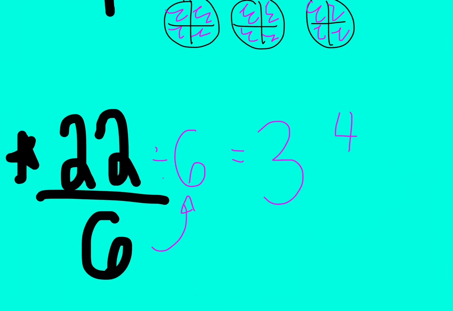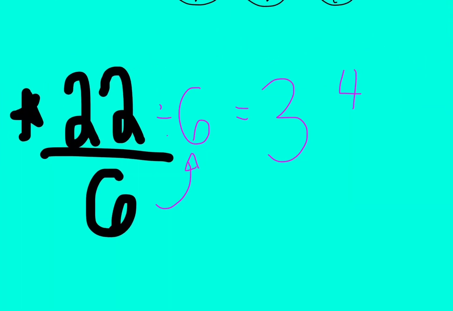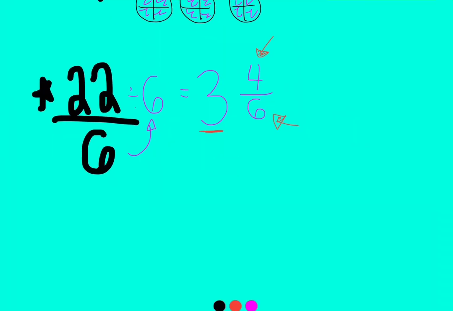That's your new numerator. And as it says down here, your denominator stays the same. So the answer is 3 and 4/6. This number was found by saying how many times did 6 go into 22 perfectly. This number was found saying, well, 4 was my remainder. And this number was found because my denominator is staying the same, because my pizza is still cut into 6.